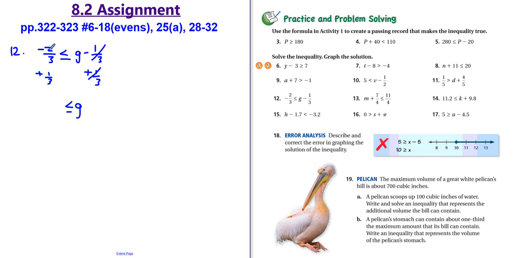Again, you want to put the variable on the left-hand side. So g is, this opens towards g. So the symbol should still open towards g, and then I write my negative 1/3. So g is greater than or equal to negative 1/3 is the solution. And you do have to graph that on a number line.